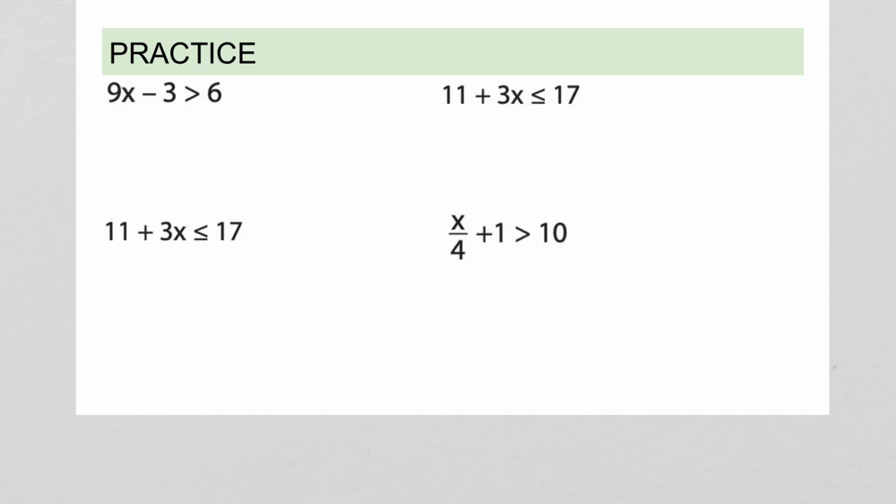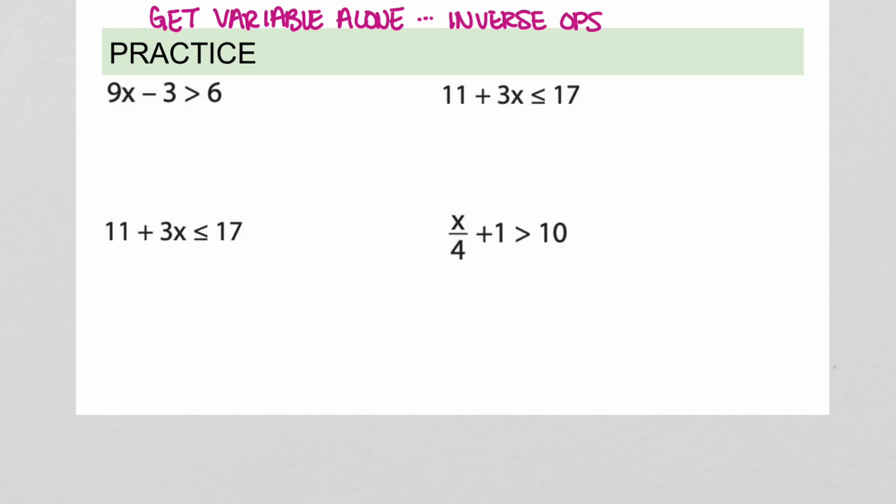So I want to remind you that you're trying to get the variable alone. Get the variable alone on one side. You're going to use inverse operations. And what order do you go in? First, you look for subtraction and addition, then multiplication and division. There will be no exponents, but they would come next. And then finally, if you have anything inside of a group, you can take it out at the end.